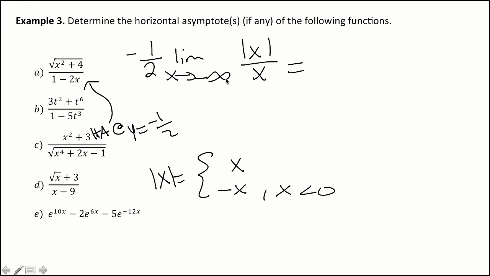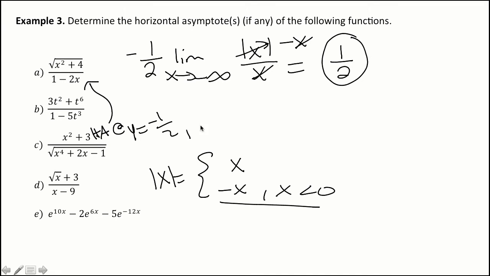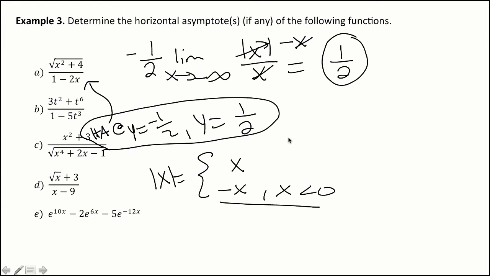Since you're doing negative infinity, you're doing negative numbers, so you're looking at this case. So you're going to replace x here with negative x. Negative x divided by x is negative 1. So this leaves you with negative 1 times negative 1/2, which is positive 1/2. So therefore, you also have a horizontal asymptote at y equals positive 1/2. That is for part A.